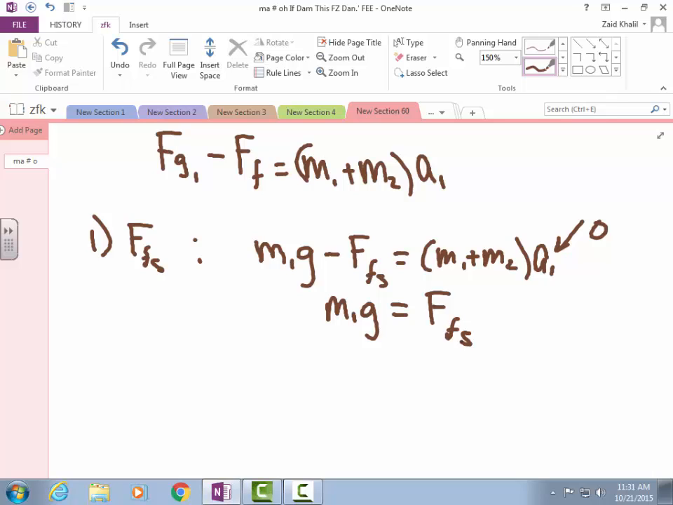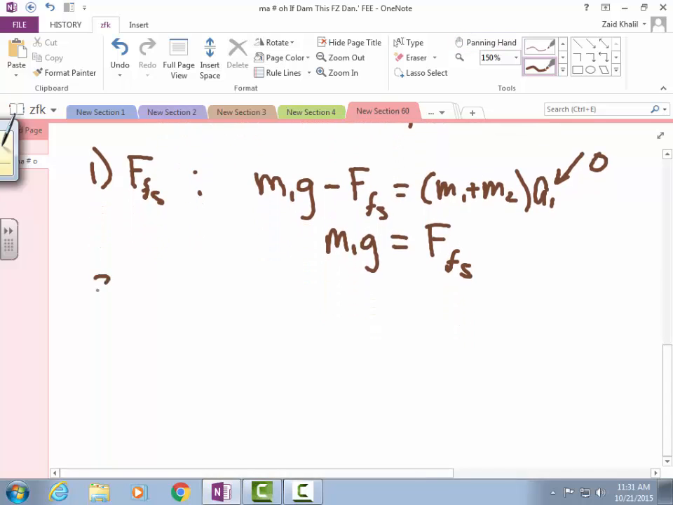If it was greater, what would you observe? What would you observe if this was greater? The force of static friction exceeded that. You would exceed that, move that way. All right. You don't want to see that.